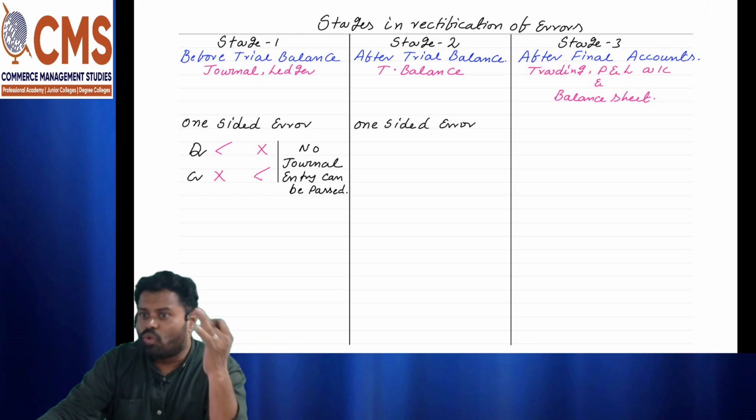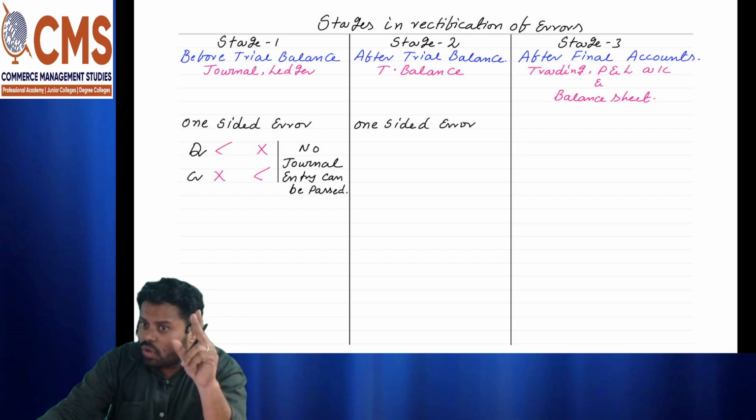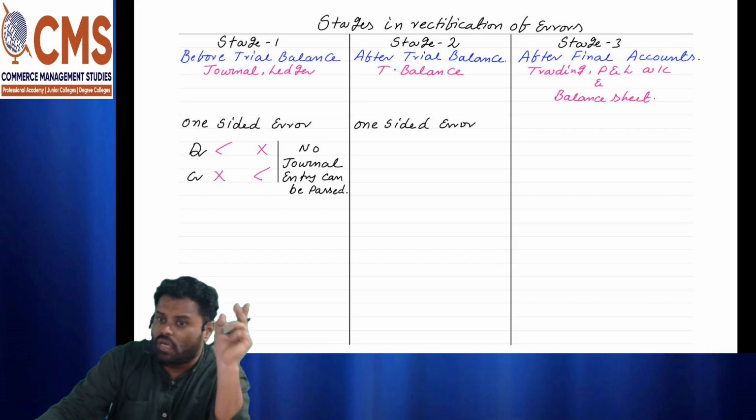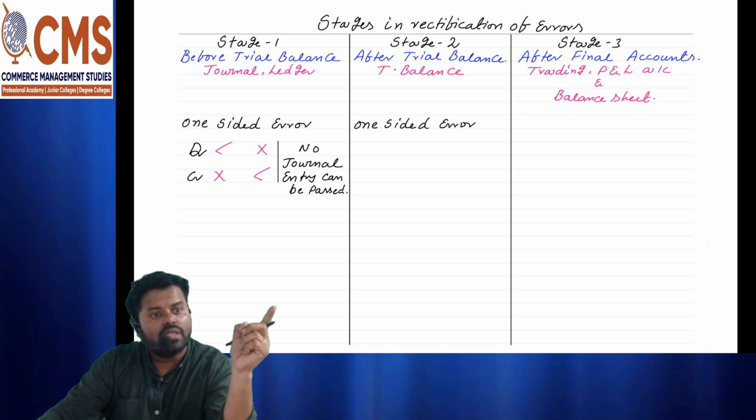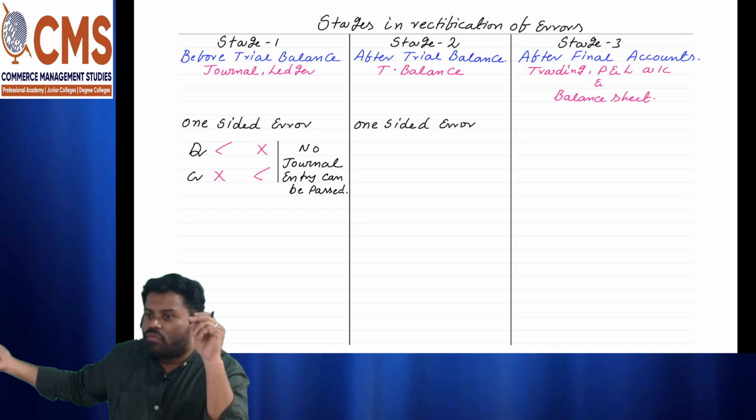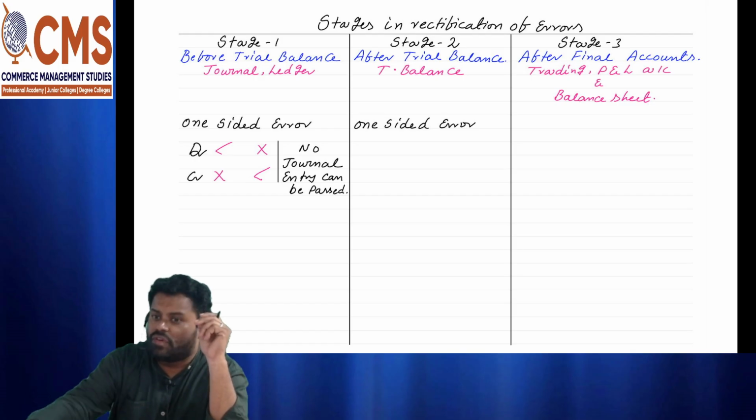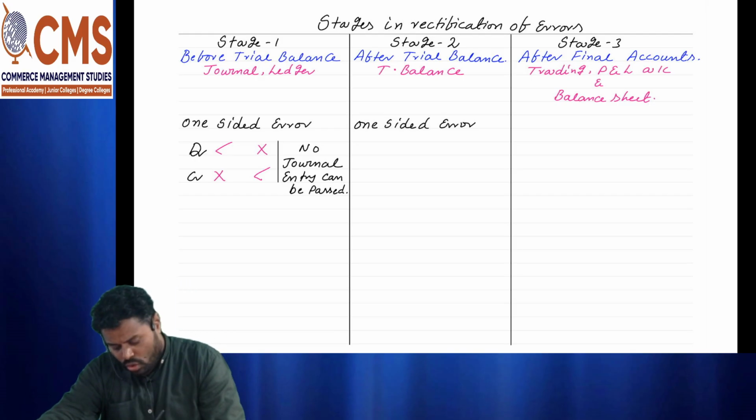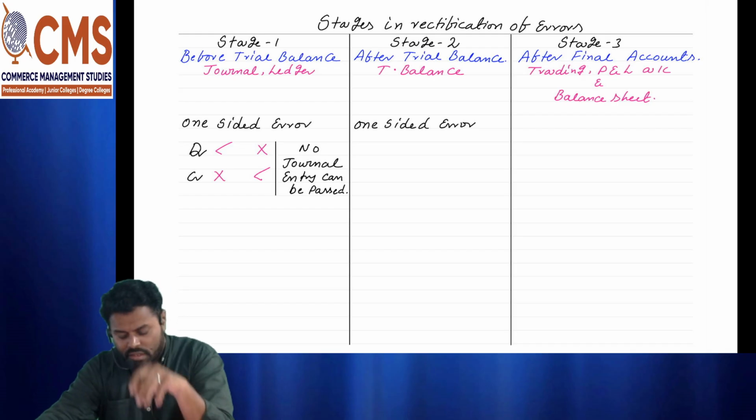Unlike our previous one where two accounts are wrong. The laptop account is not opened at all, and unnecessarily you debited it to the purchase account. Where two accounts are wrong, I can write what we call a journal entry, but where only one account is wrong, I can't write a journal entry. I have to adjust that without writing the journal entry. Am I being clear with the first one? So no journal entry can be passed in the one-sided error situation.